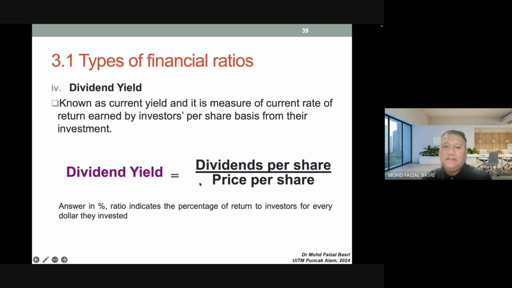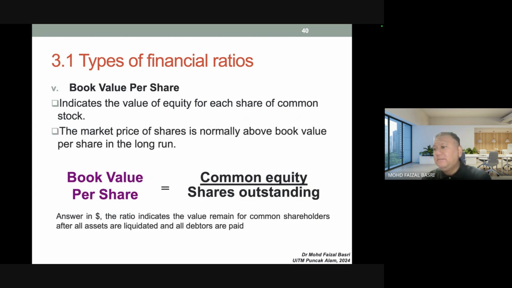So again, the higher the ratio, the better. Okay, so it will indicate the percentage of returns to investors for every dollar they invested in. Okay. Number 5, book value per share. So indicates the value of equity for each share of common stocks. So dalam case ni, book value kita gunakan common equity. So common equity ni is the total equity lah, kita ambil je dalam annual reports tu, dalam balance sheet ada total equity. And then we're going to divide it with the number of shares outstanding.